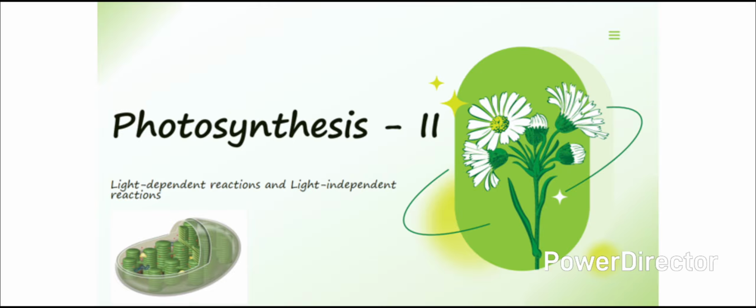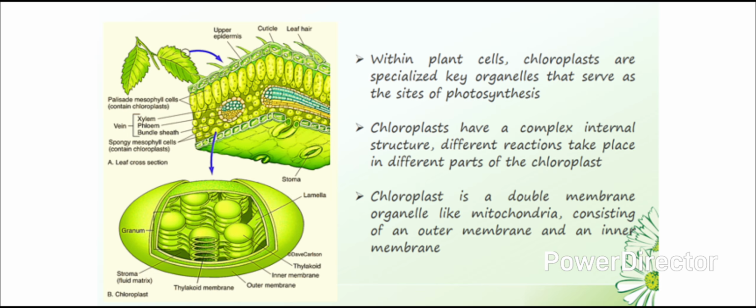In this video, I am going to tell you about light dependent reactions and light independent reactions of photosynthesis. Within plant cells, chloroplasts are specialized key organelles that serve as the sites of photosynthesis. Chloroplasts have a complex internal structure and different reactions take place in different parts of the chloroplast.